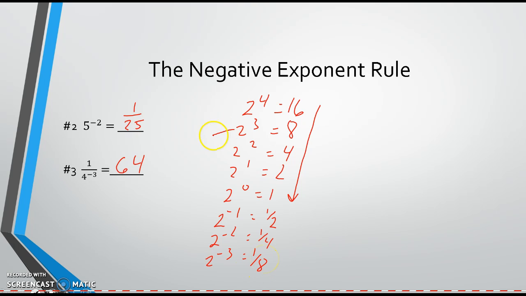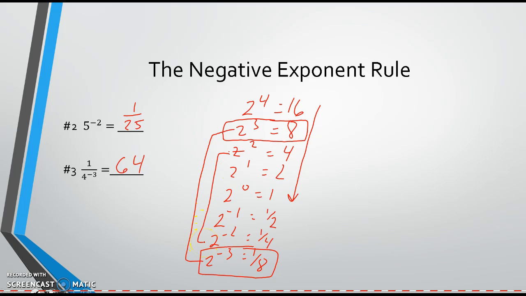Now there's a pattern here between 2 to the 3rd and 2 to the negative 3rd. You see 2 to the 3rd is 8. 2 to the negative 3rd is 1 over 8. Same thing, 2 to the 2nd is 4. 2 to the negative 2nd is 1 over 4. So if we were asked what is 2 to the negative 4th, well, that's the same thing as 1 over whatever 2 to the positive 4th is. So whenever we have a negative exponent, we can make it a positive exponent by putting it on the bottom. And that's what we did here with number 2. 5 to the negative 2nd is the same thing as 1 over 5 to the positive 2nd, which is 1 over 25.